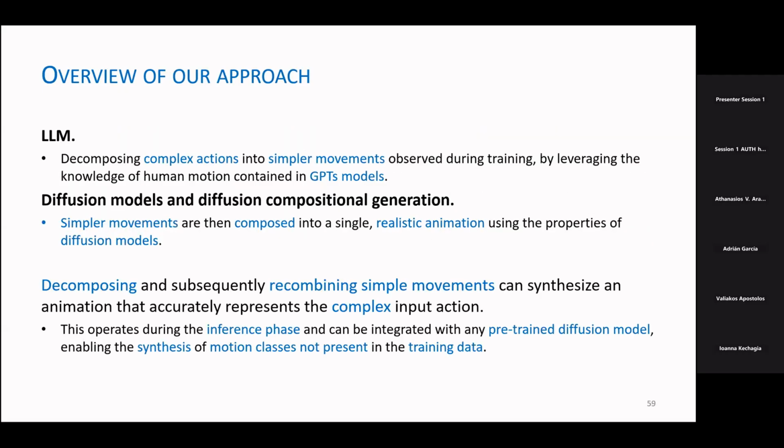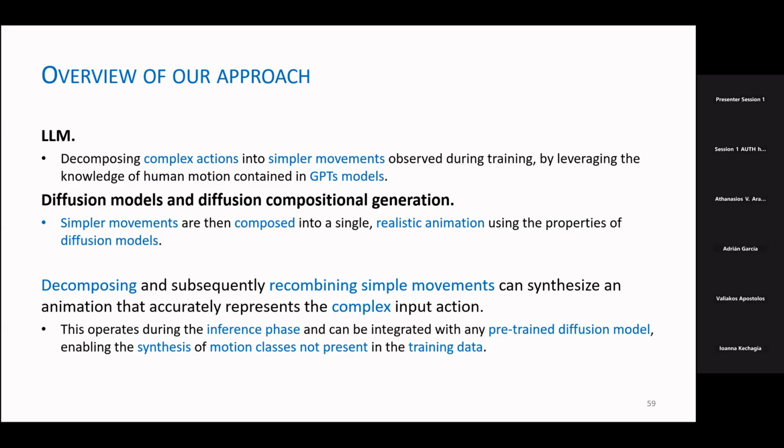So let me try to explain these two points a bit more. If we provide a complex sentence as an input, a complex action, we can use this large language model to decompose it into simpler actions. This is something that a large language model can do quite well. Of course, we also have a fine-tuning part of the language model where we present some complex movements and their decomposition.